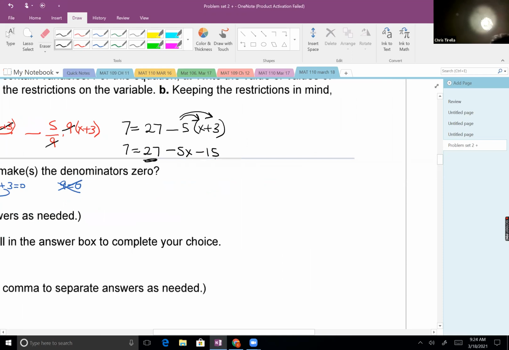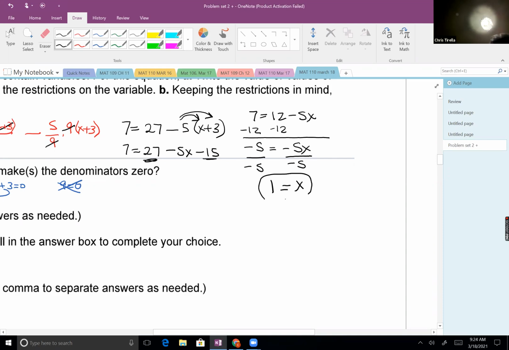Oh boy, we've got some like terms. So let's combine those. That gives me 7 equals 12 minus 5x. Now to solve that, let's subtract the 12 from both sides, giving me negative 5 equals negative 5x. And then let's divide both sides by negative 5 to get x equals 1. So we're thinking that our solution is x equals 1.